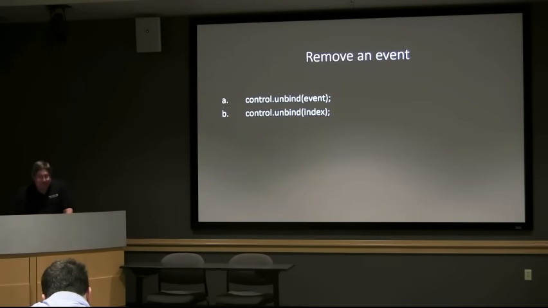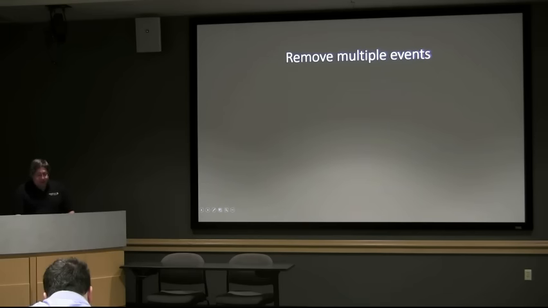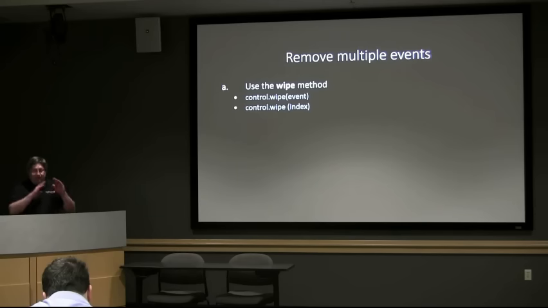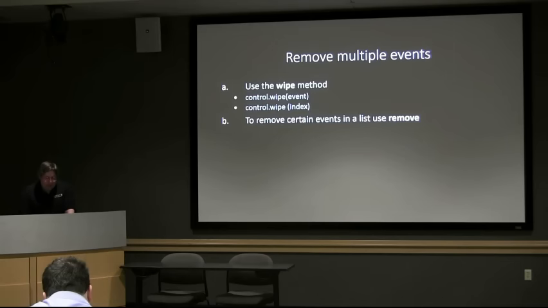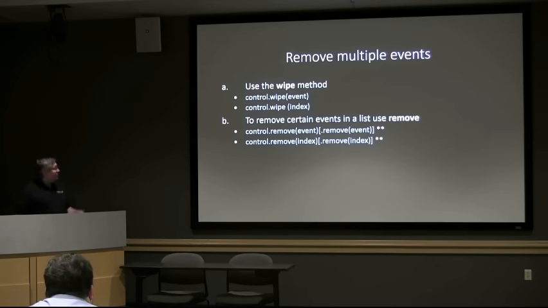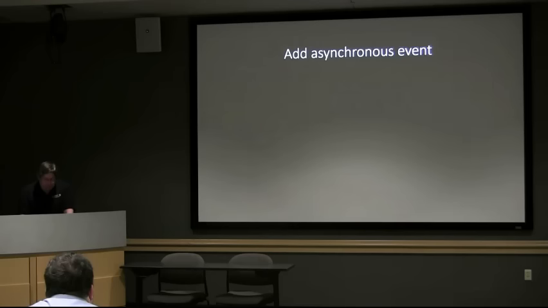To remove an event, we use unbind, with either the event or the index of where that event is in the sequence. If we wanted to remove multiple events, we can use a wipe method, which would remove events from the start event defined in this particular sequence. Or to remove certain events throughout the list, we can use the remove method, which we can chain, like the bind and the insert.